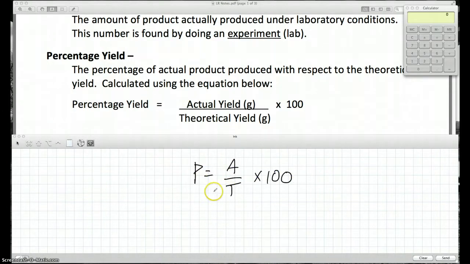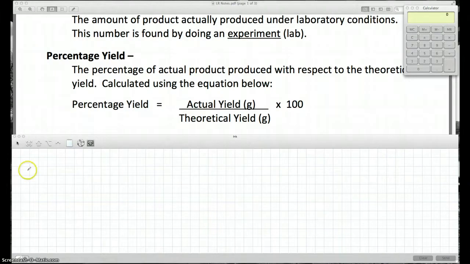Now, if I ask you to write out the equation for percentage yield on a test at some point, don't just write Pat times 100. That doesn't work. I want you to know what these variables stand for. Percentage yield equals actual yield divided by theoretical yield times 100. There are some percentage yield questions on the practice quiz.